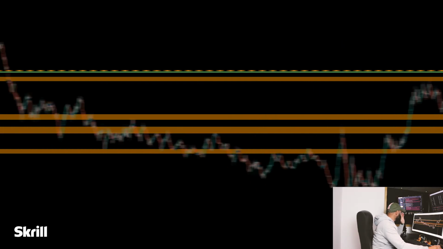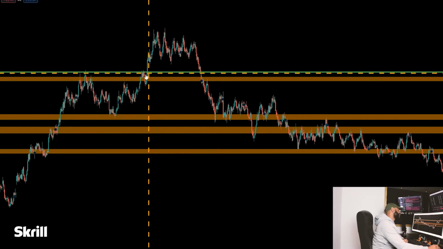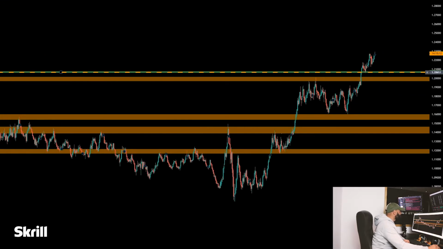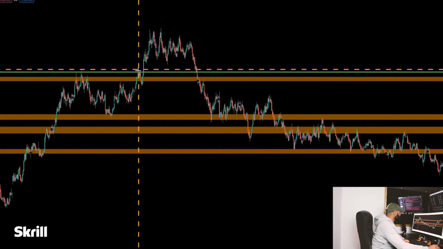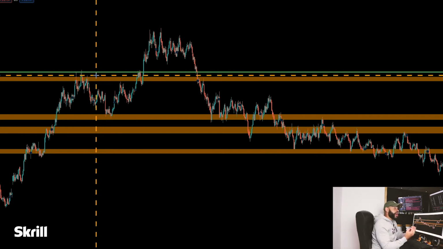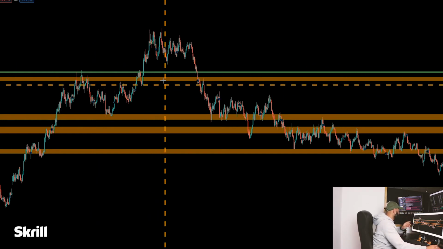So what happened previously? Look at that, not coincidental. So previously, this level where we found support here has acted as resistance. You see here, right? Resistance. And even there, look, resistance. So we know this is a significant level. This is not just coincidence. This is a significant level.